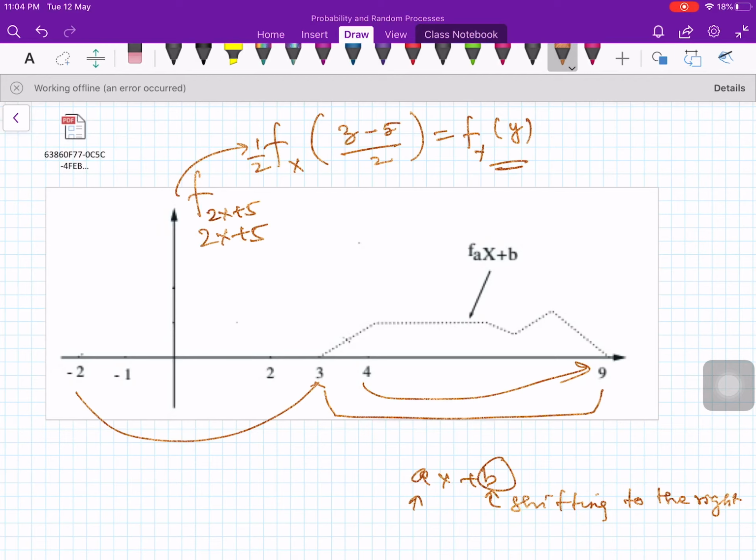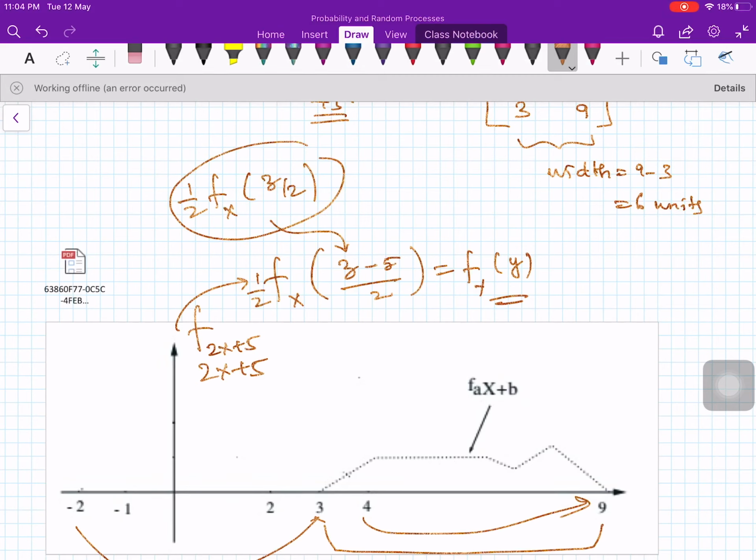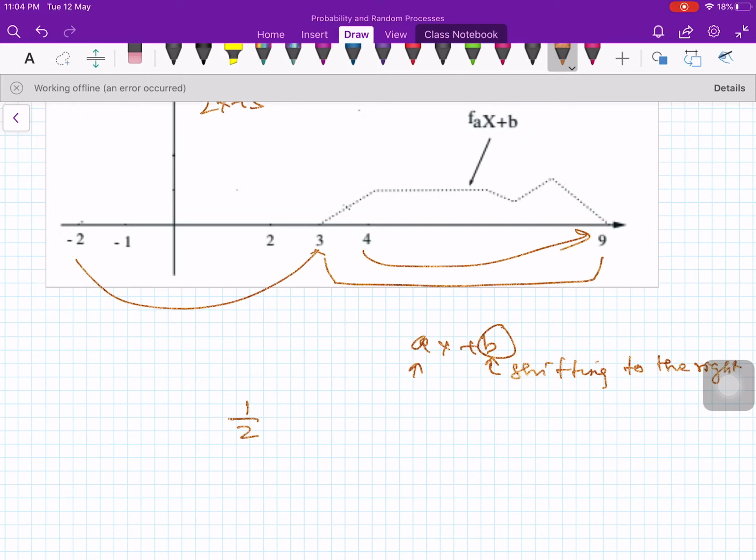So I am taking the formula that I had here, which is the scaling by a factor of 2. So 1 by 2 fx of z by 2. I am taking this whole formula, which is scaling by a factor of a. The scaling down is to keep the total area equal to 1. Otherwise the total area will not be 1. That is why the scaling factor comes. So 1 by 2 fx of z by 2. So this is the scaling factor.